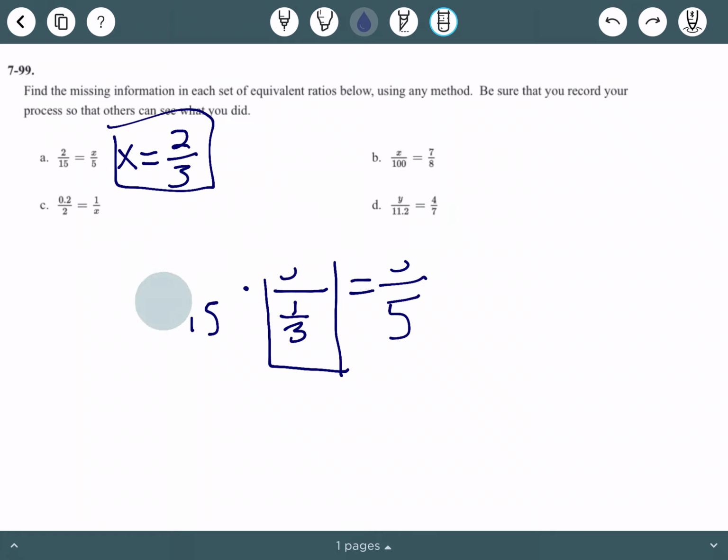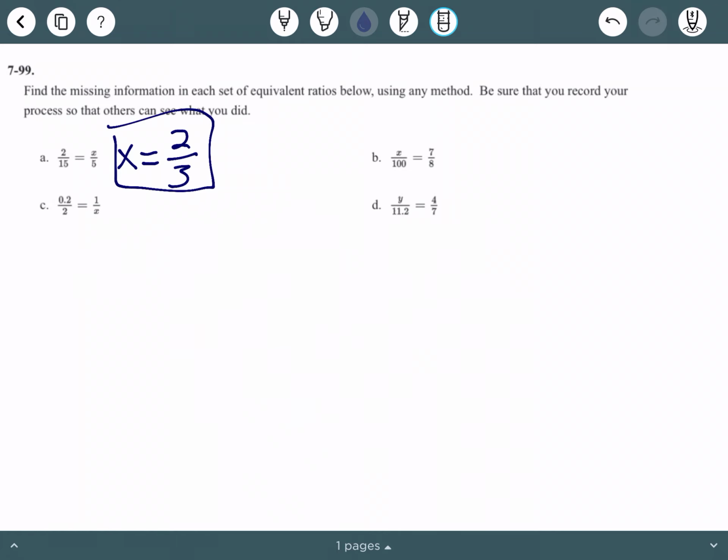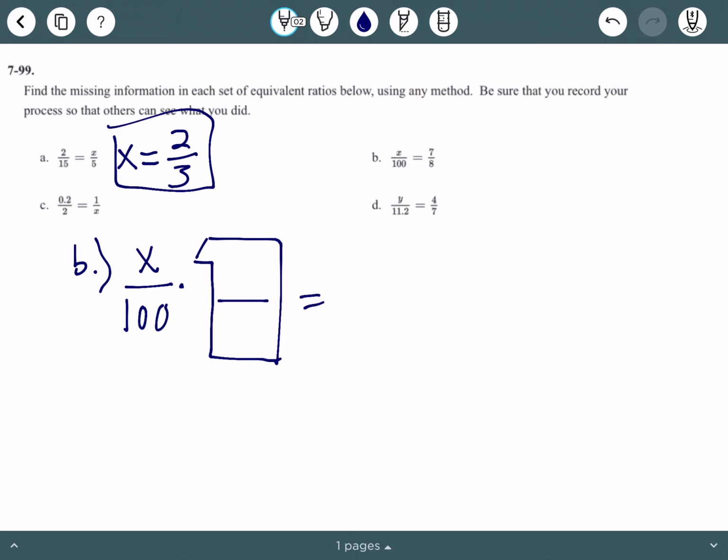All right, let's have a look at B next. B, this one's going to be a little bit interesting. This is going to be different than some of the ones we've done before. So this one's interesting in that the x is on the left side. So we have x over 100 equals 7 over 8. All right, I'm also going to solve this one using a giant 1. So let me go ahead and draw in my giant 1 here. And that equals 7/8.